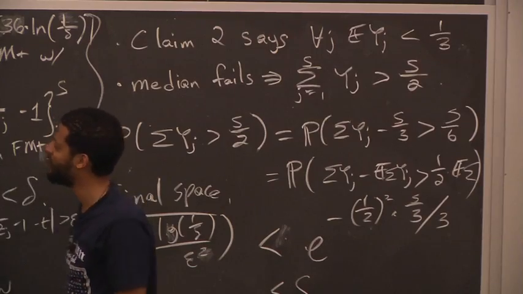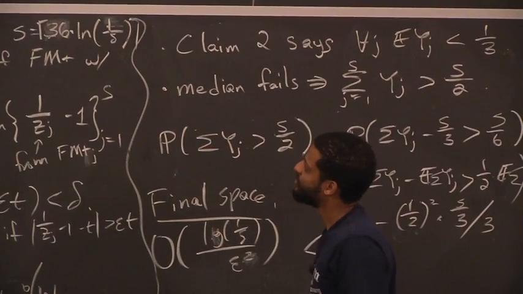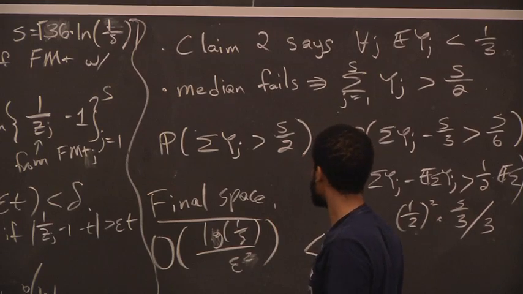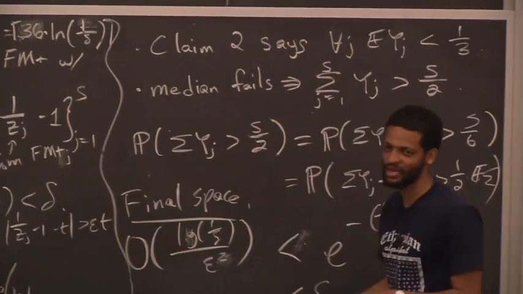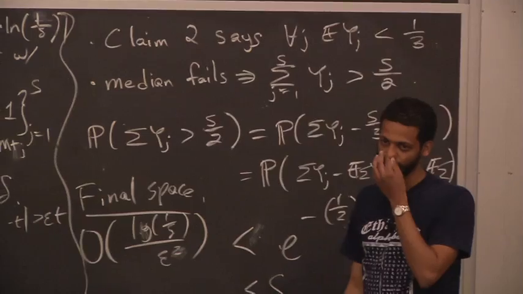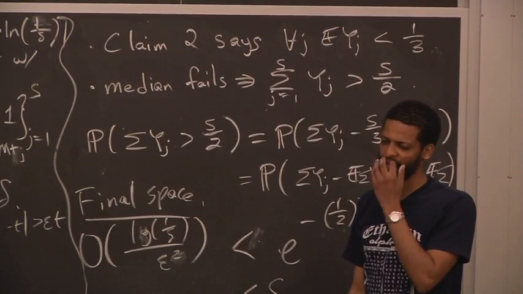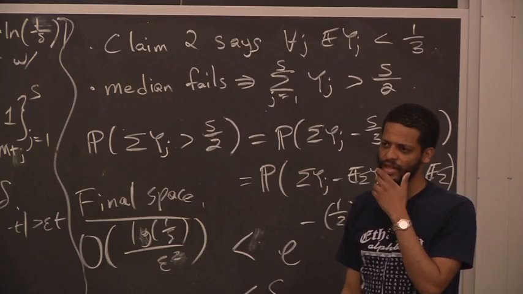So sometimes it works, sometimes it doesn't. But this median of means approach works as long as you can get the variance bounded. Did I answer your question? Okay. Any other questions?